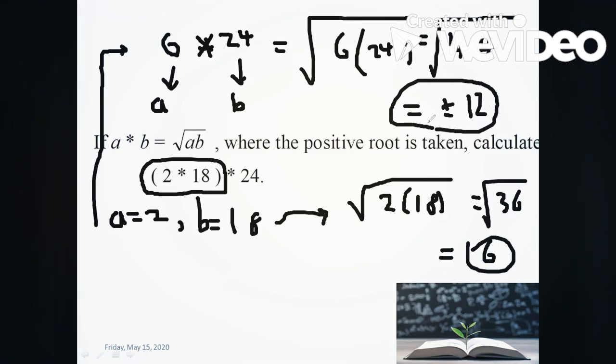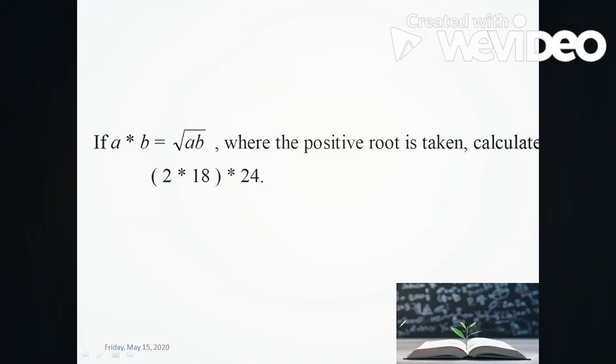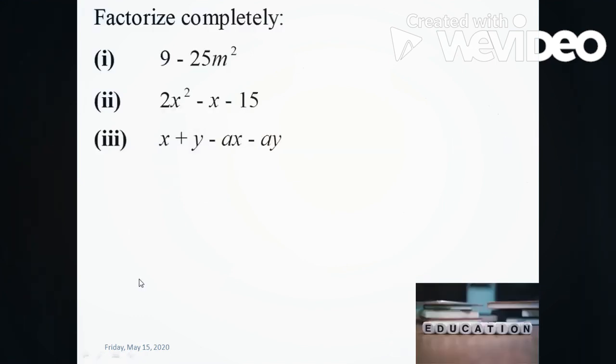All right, moving on. Okay. More factorization. All right, let's tackle them one by one.